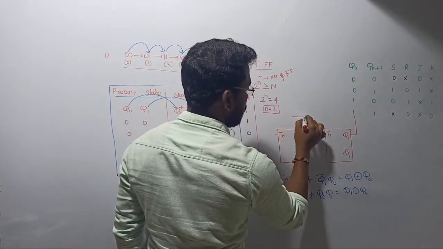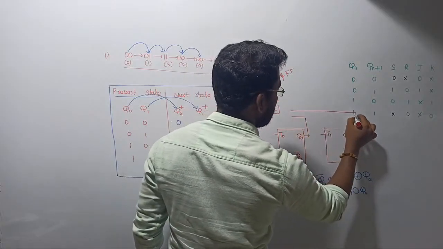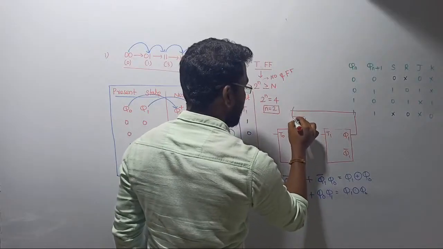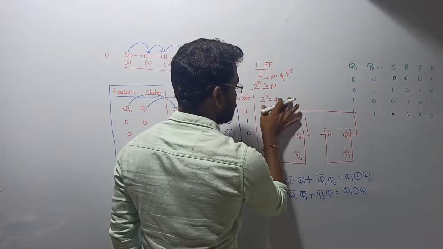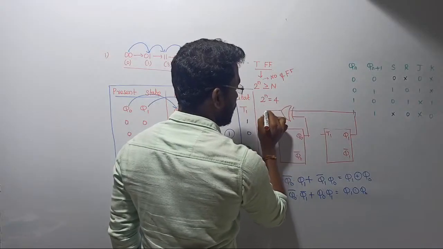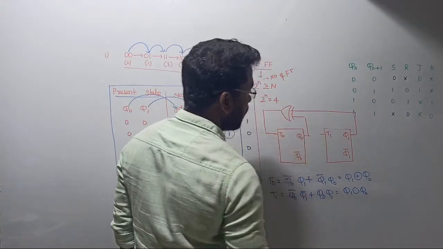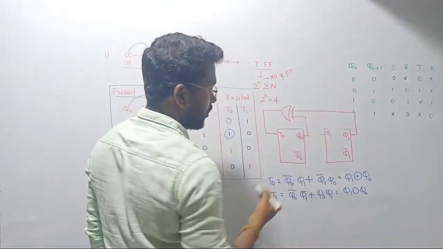Let me bring them here. Let us consider them here, and they are going to be XORed. This is how we are providing. This is an XOR gate, and then it will be joined here. It will be directly given. This is going to be the connection for T0.